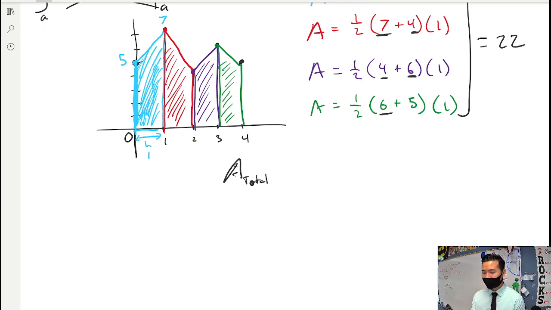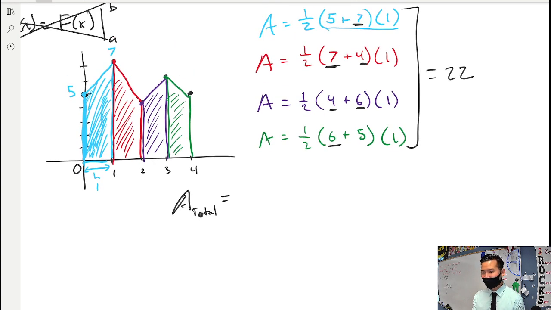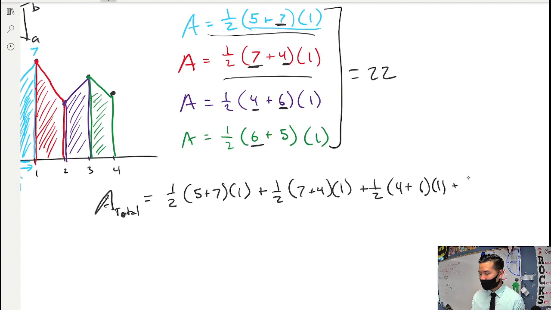So, ready? Check this out. You don't need to write this last part down, but I just think this is neat. When you do this total area, you're essentially adding these all up together, yes? This one plus this one plus this one, right? So it's 1/2 times 5 plus 7 times 1, plus 1/2 times 7 plus 4 times 1, plus 1/2 times 4 plus 6 times 1, plus 1/2 times 6 plus 5 times 1.